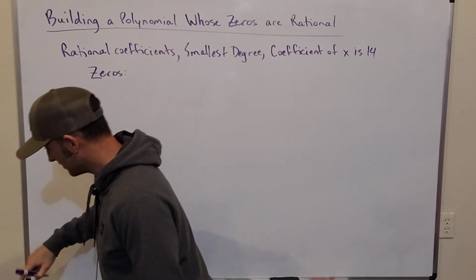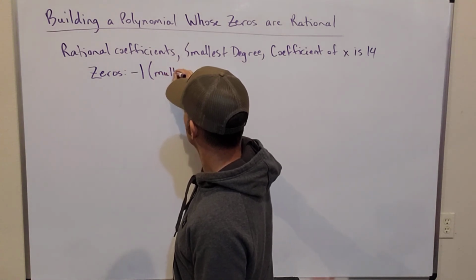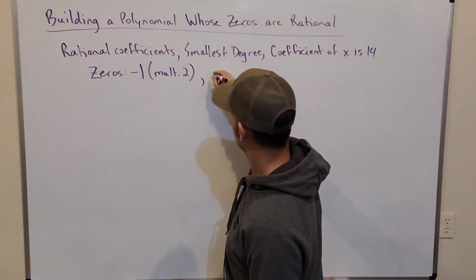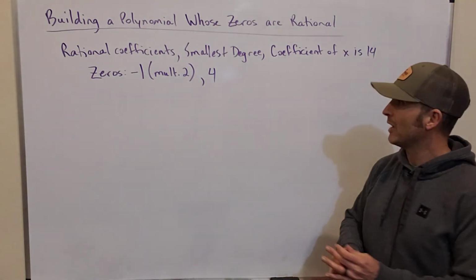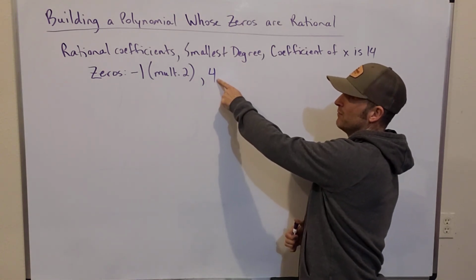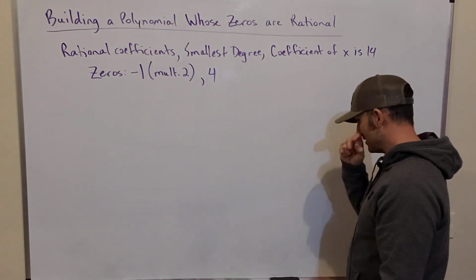So let's say that -1 is a 0 with a multiplicity of 2 and 4 is a 0. Okay, I'm not telling you its multiplicity. However, if we want the smallest degree, then I'm going to assume that 4 has a multiplicity of 1. So now let's set up this problem.